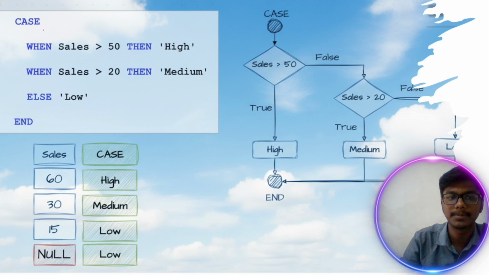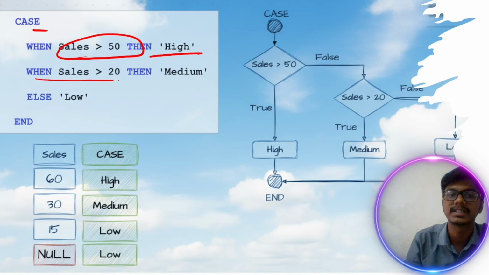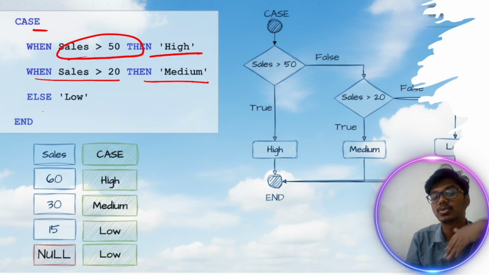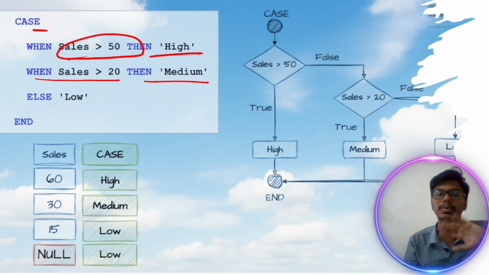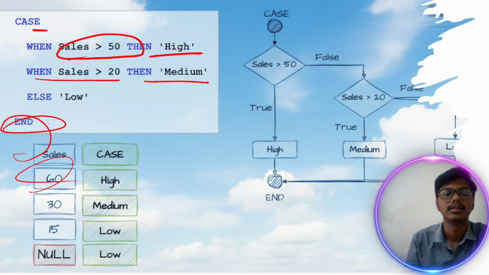So here also I'm just coming with a case. When sales is greater than 50, then it is high. When the sales is greater than 20, then it is medium. Else, when both the above conditions fail, I just want to print it as low. That's all about the end of the logic, right?